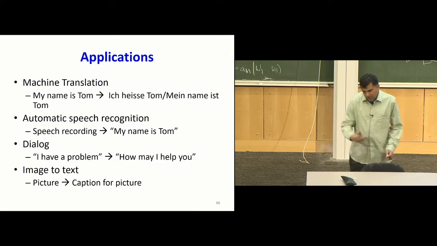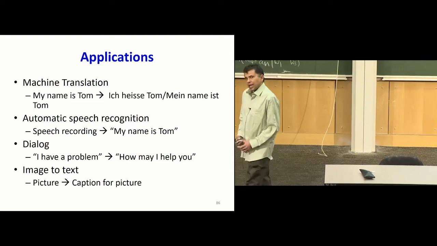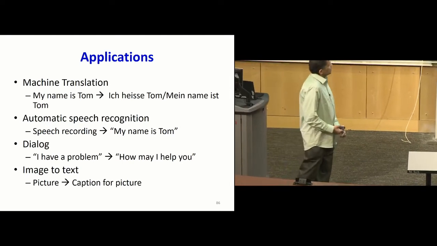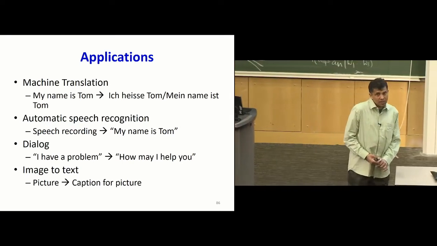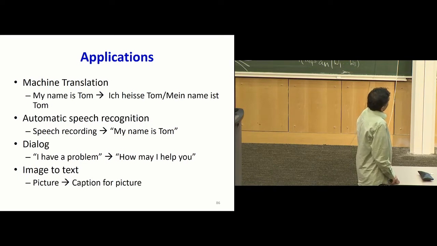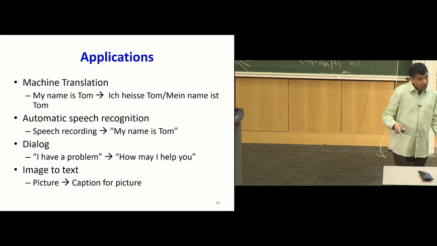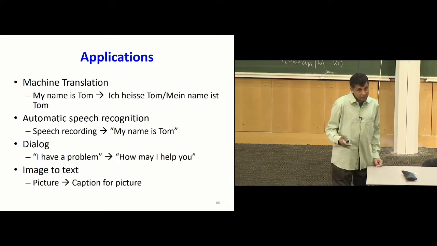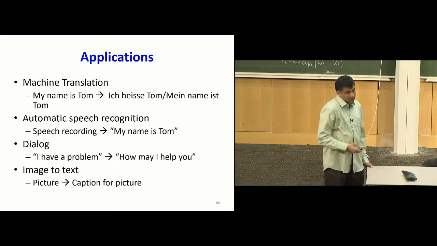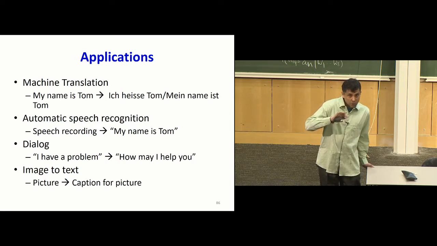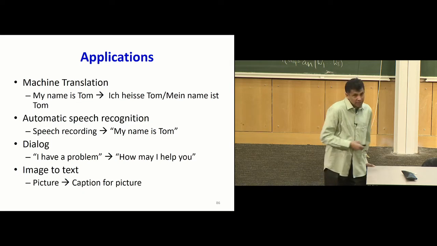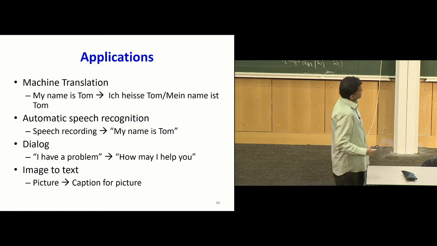I've used machine translation as an illustrative example here, but it turns out that this model can be used in many different situations. You can use it for machine translation. You can even use it for speech recognition. You can use it for dialogue. So you have maybe an input which is I have a problem, and the output is how may I help you. Now they are both in the same language, but observe that the output really has no direct correspondence to the input. It's a completely different sentence. But the model must learn that when it gets an input like I have a problem, the output must be how may I help you.